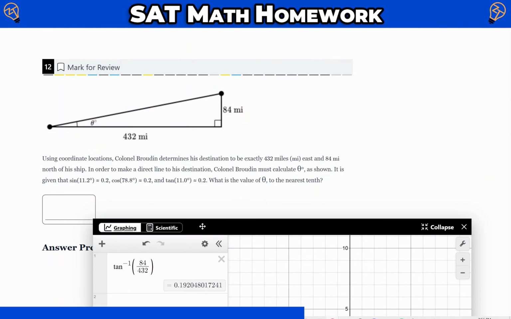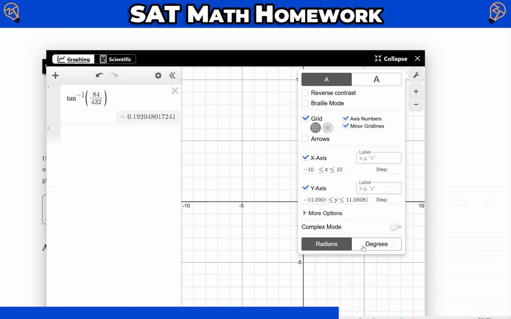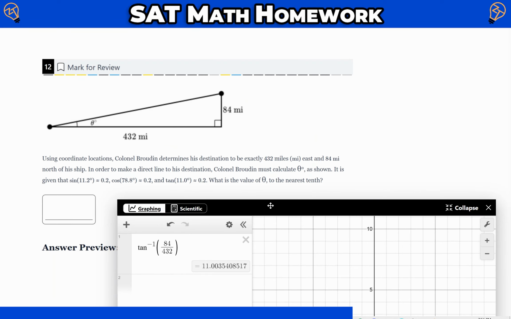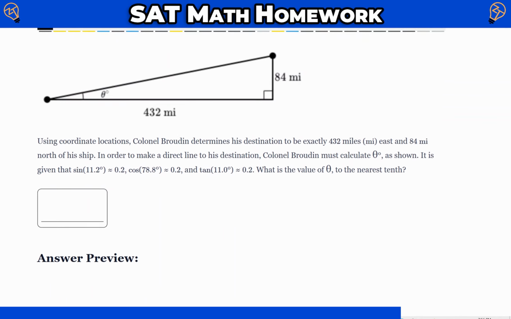What's really important is to recognize that they're talking about theta in degrees. And you could even see it here, 11.2 degrees, 78.8 degrees, 11.0 degrees. So we want to make sure we're in degree mode. So let's click on this wrench here and notice we're in radians. So we're going to click degrees and it gives us our answer now in degrees. And we want to find theta to the nearest tenth. So let's go ahead and look at the tenths place, which is the one directly to the right of the decimal. And then we look at the place to the right of it, which is a 0, and that tells us to stay. In other words, we know we get 11.0 as our answer. And so we could just type that in and that's our answer.